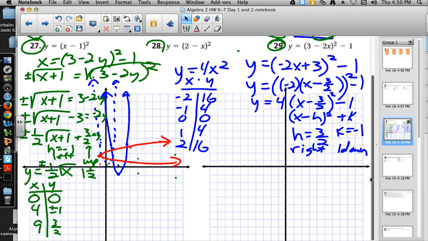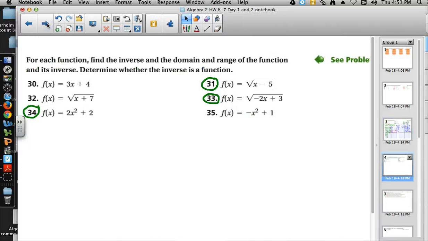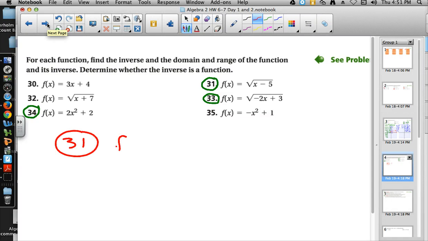Now that's probably extreme overkill, because generally we let you use your graphing calculators at this point for graphing those pieces. All right, then for each function, find the inverse and the domain and range of the function and its inverse, and determine whether the inverse is a function. 31. We have f of x equals the square root of x minus 5. Well, let's just follow the directions.